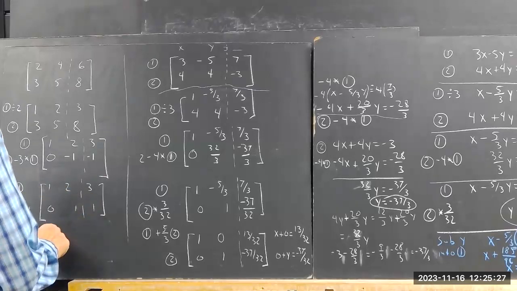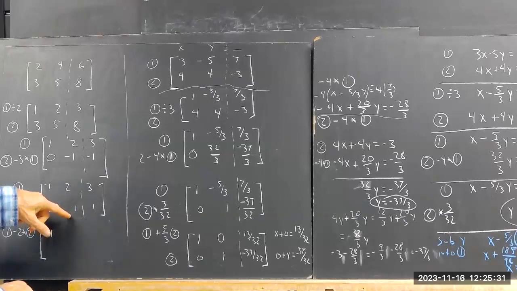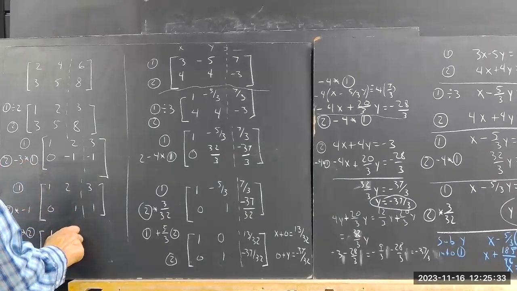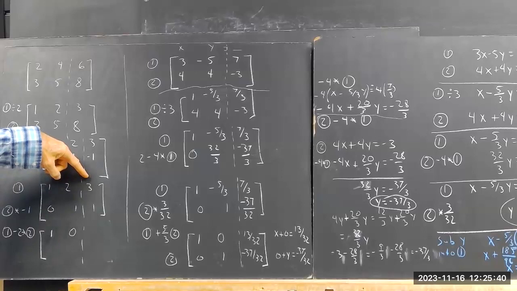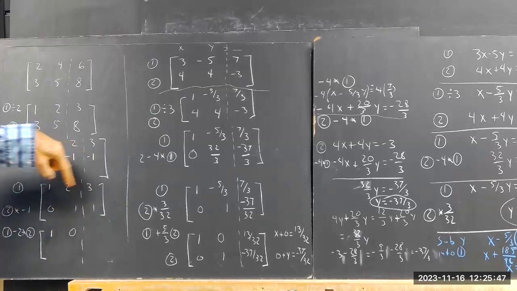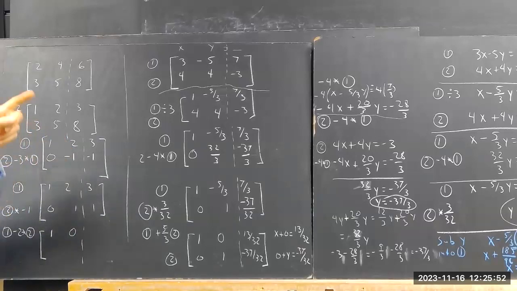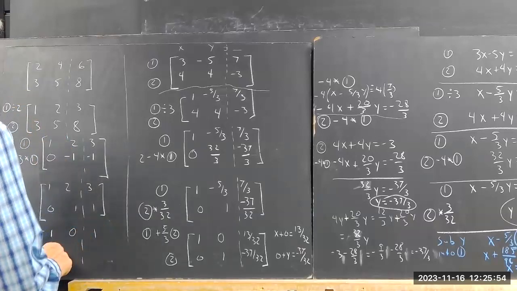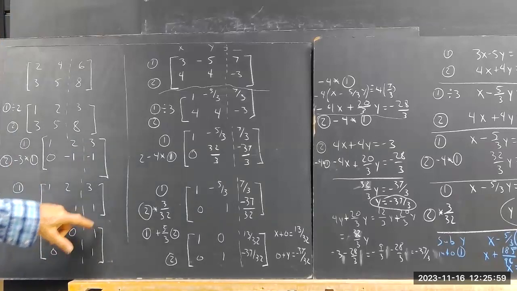equation 1 minus 2 times equation 2, which is going to give me 1. Okay, 2 times 1 is 2. Subtract that from 2, I get 0. Now, what do I get when I take 2 times 1 and subtract it from 3? 2 times what's in row 2, subtracted from what's in row 1. I get 1. There's my solution. X equals 1, Y equals 1.